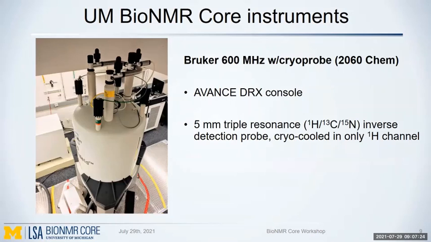And on the second floor of the chemistry building, we have another relatively old NMR instrument. This one is a 600 megahertz. It has an old Bruker console, called the Advanced console, so compared with the Neo console, it's relatively old. This one also has a 5mm triple resonance inverse probe. However, only the proton channel is cooled by liquid helium. So for carbon-13 and nitrogen-15, this one will have lower sensitivity.